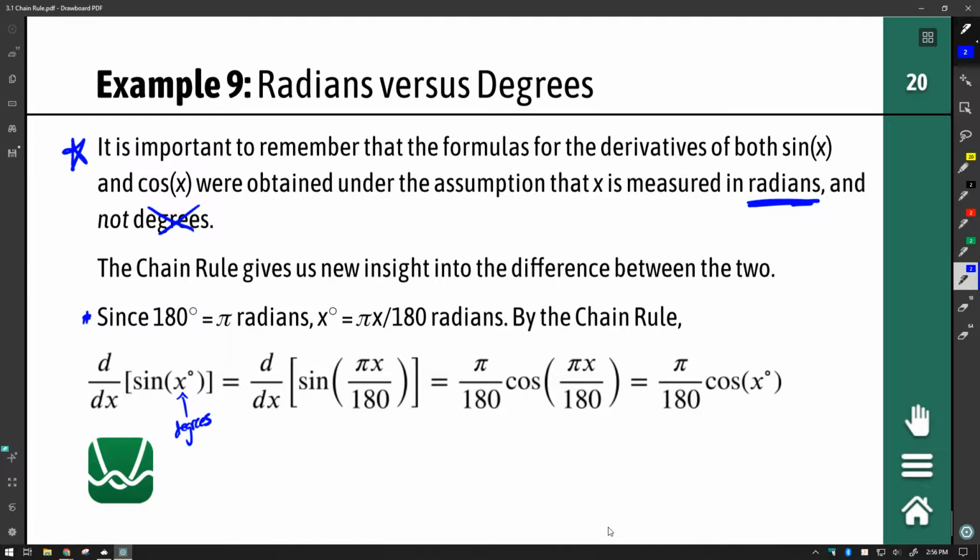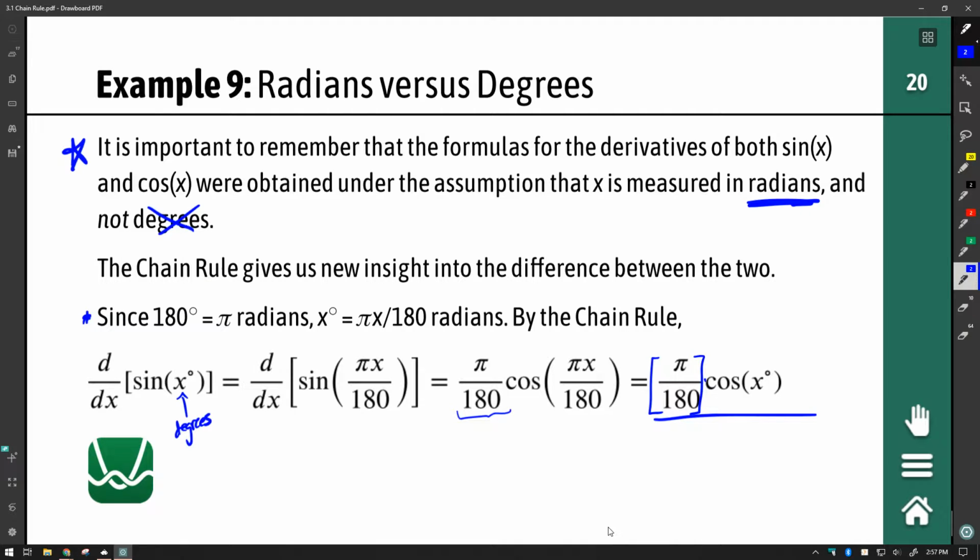So that's the substitution. So that's a derivative that's done by the chain rule, and the derivative would be outside cosine, keep the inside pi x over 180, times, here's the chain link, pi over 180, which is the derivative of the inside function. So now we have the derivative of sine x degrees is pi over 180 cosine of x degrees. So there's this extra scalar multiplier out front if we were to allow the input to be degrees.